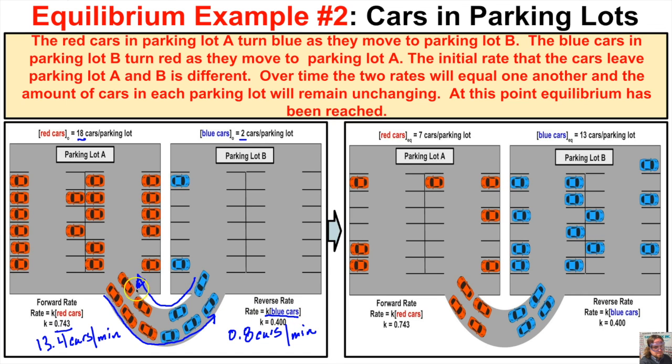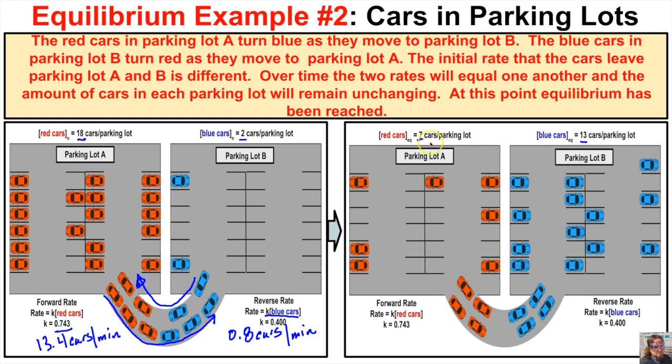At that point, the rate of the forward reaction is going to equal the rate of the reverse reaction, and we're going to end up with a scenario that we see right here. We're going to end up with 7 cars in parking lot A and 13 cars in parking lot B, and the concentration, or the number of cars in each parking lot at that point of equilibrium, is going to remain unchanging. It's going to remain the same.